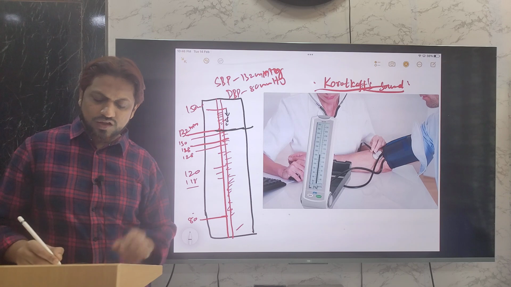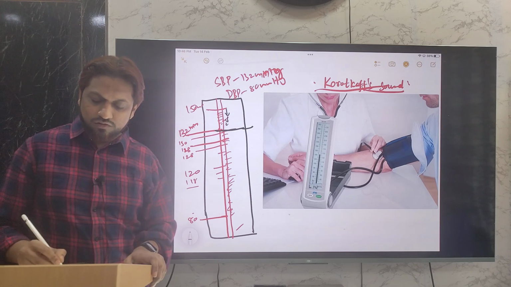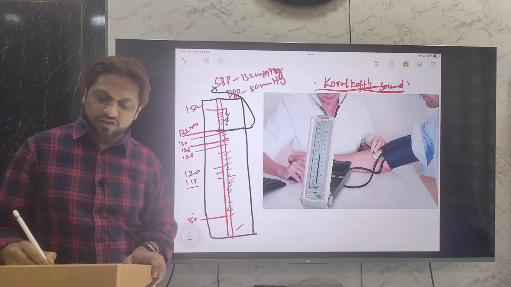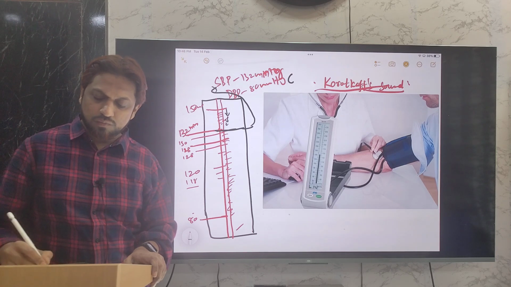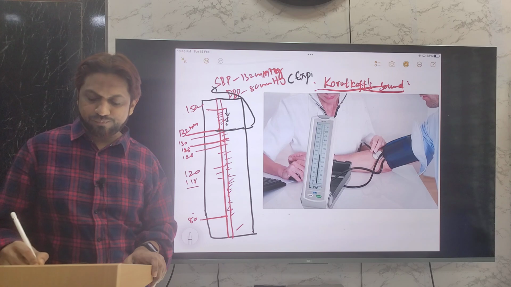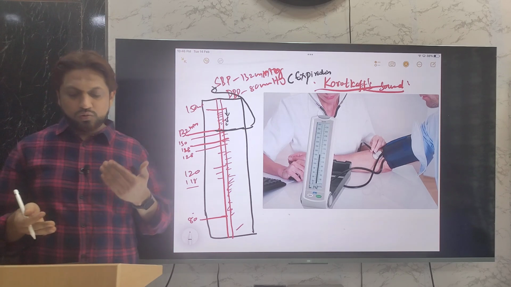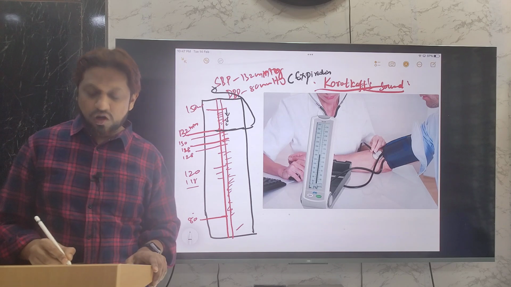When you hear that first tah sound, that gives the systolic blood pressure. The first sound you hear is the systolic blood pressure in expiration. Generally in expiration, and during the phase of inspiration, no sound will be heard.